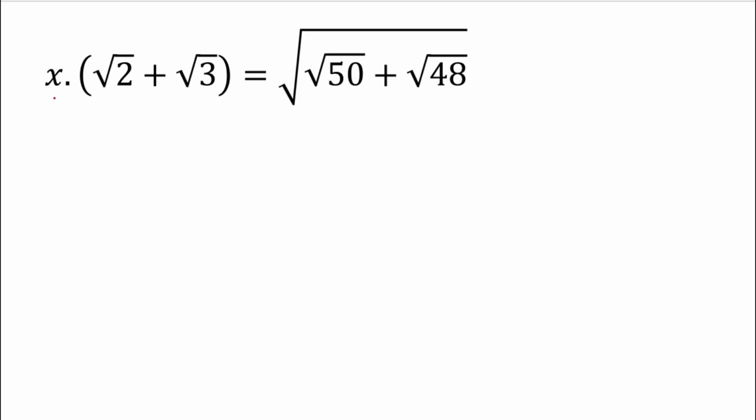Hello students, in this video we are going to solve x times (square root of 2 plus square root of 3) equals square root of 50 plus square root of 48. Here we will find out the value of x.